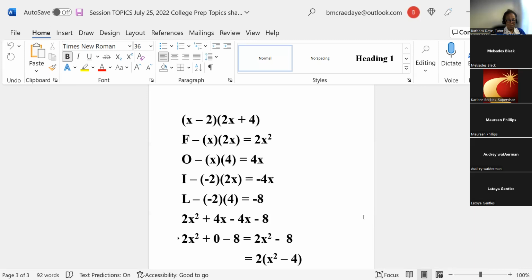I forgot that you got to combine all the answers and get the final answer. Well, yeah, when you're given this, it would say x minus 2 times 2x plus 4, and it would probably just be an equal. So what it is equal to is 2x squared minus 8, or 2 times x squared minus 4.